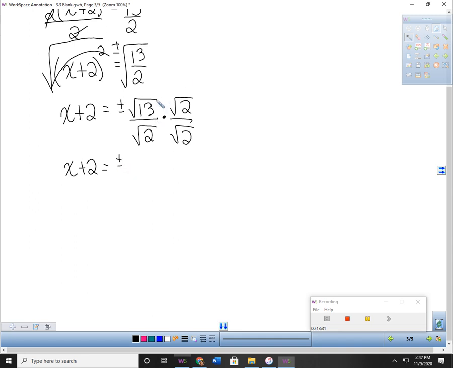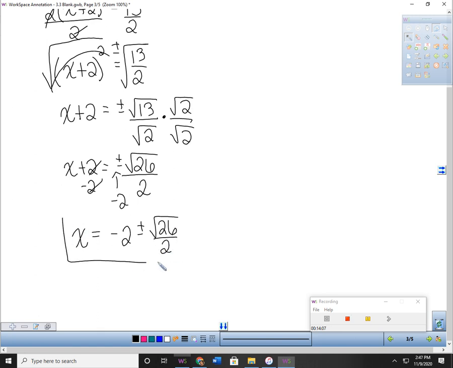All right, so I can multiply what's on the inside of these roots on top. 13 times 2 gives me 26. And that's not going to split because those are 2 prime numbers, right? All over 2. And then the last thing I do is subtract 2, and I'm going to put that right in front of the plus or minus. So I get x equals negative 2 plus or minus the square root of 26 over 2. And remember, that represents 2 answers. We have 2 answers on all of these.